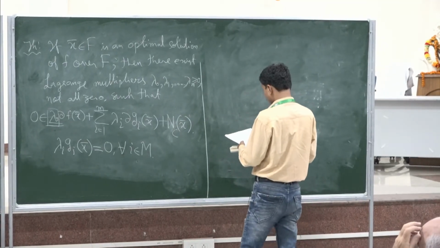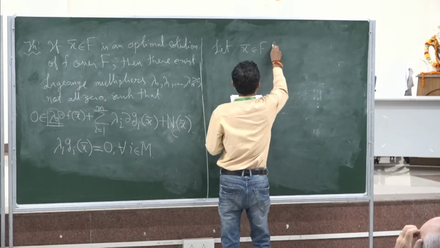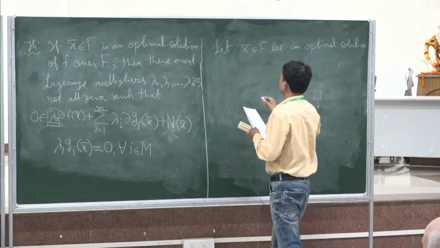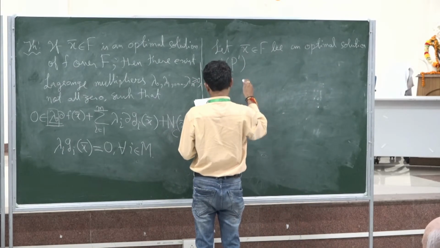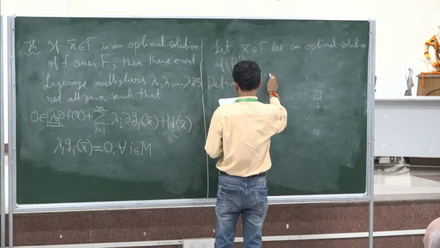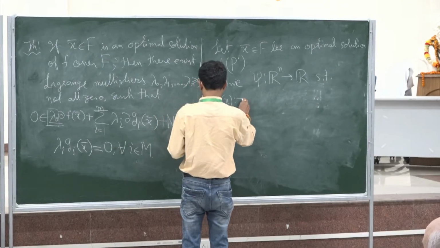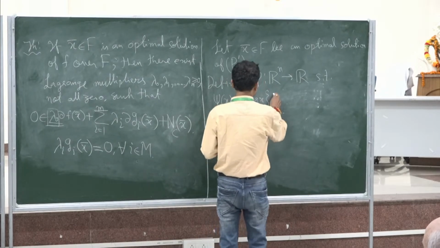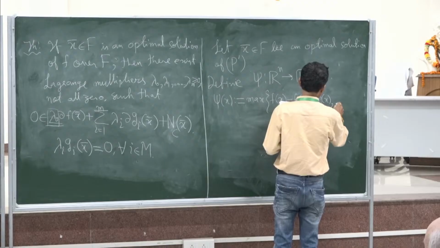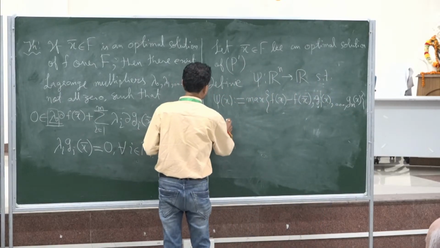Right? So, okay. So let x bar in F be an optimal solution of this problem P dash. Now again we are going to define a function phi from Rn to R such that phi of x is defined as the max of f of x minus f of x bar, and g1 of x, up to gm of x, for every x in Rn, right.